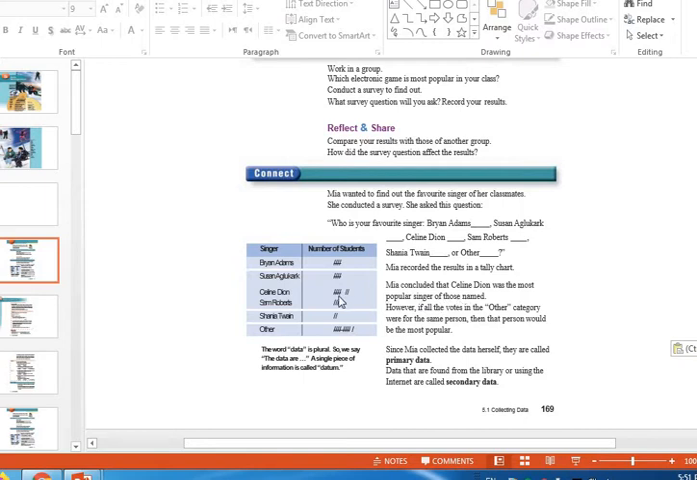Celine Dion got how many here? 7. However, if all the votes in the other category were for the same person, that person would be the most popular. Since Maya collected the data herself, this is important, I want you to know that it is called primary data. Primary data is data that I collect myself. Data that are found from the library or using the internet are called secondary data.